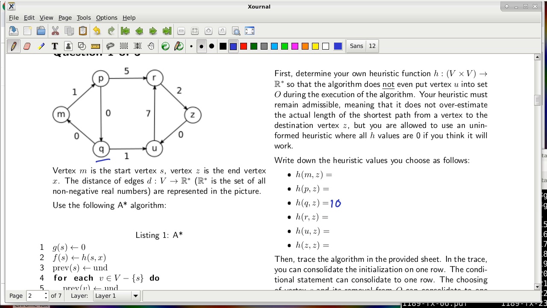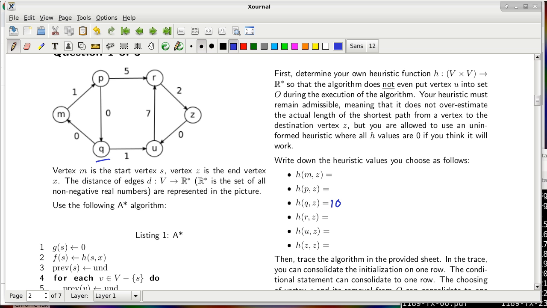If U is actually on the shortest path, we cannot stop the algorithm from expanding to it. But since it's not, we just have to make Q look as unattractive as possible, and then the rest can all be zeros. That's good. But the heuristic can't be over the length of the shortest path from Q to Z? Correct. Isn't the shortest path from Q to M and then P to R, R to Z?